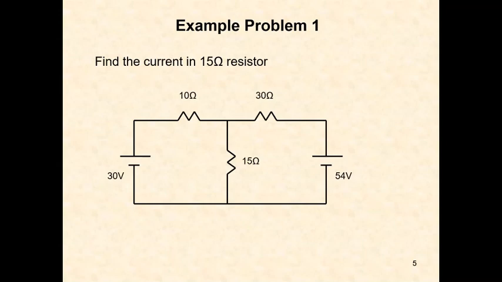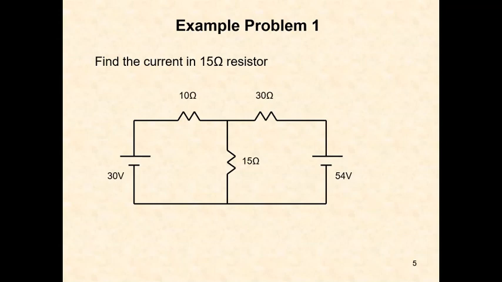Here is some linear network containing two sources and three circuit elements. The two voltage sources, 30 volts and 54 volts, are applied simultaneously to the circuit. Now we want to find the current in the 15 ohm resistor. I took a simple problem, and with its help I am explaining the superposition theorem.